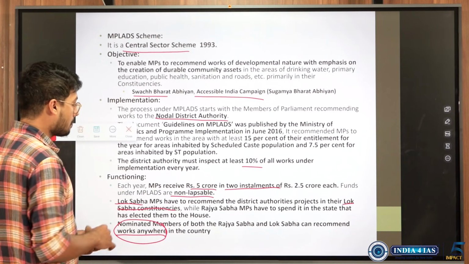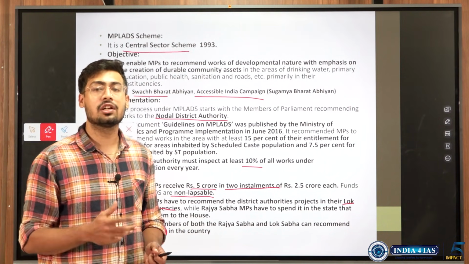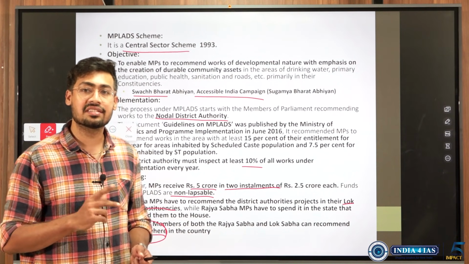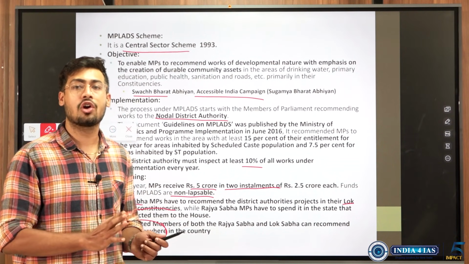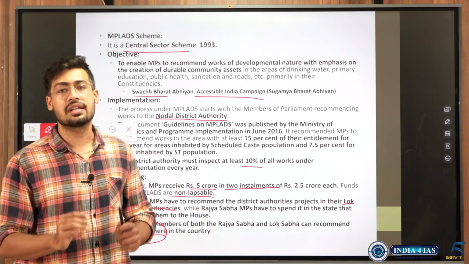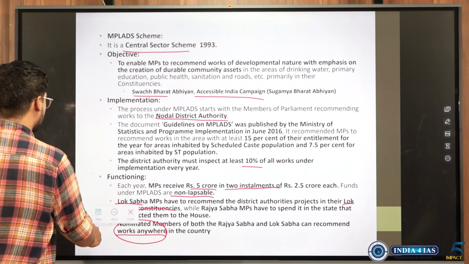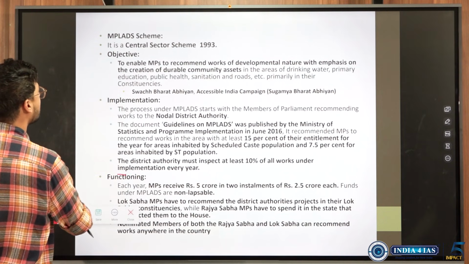But for Lok Sabha, there is also a provision that even the Lok Sabha person can recommend work outside his constituency, but it should not cross so and so percentage of the funds. This is also one provision. Right? So MPLADS again, basic knowledge was needed, that is why we discussed.